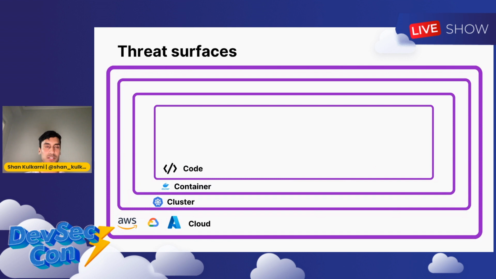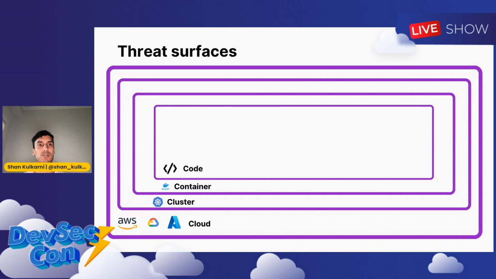The next one up, obviously, is the cluster. So started with the code. The code gets built into a container. The container will get deployed on your Kubernetes control plane. And this threat surface is mainly around making sure the configuration that defines your Kubernetes cluster is not insecure by design. So you're not doing things like running containers as root, and you're not having overly permissive service accounts in your Kubernetes cluster as well.